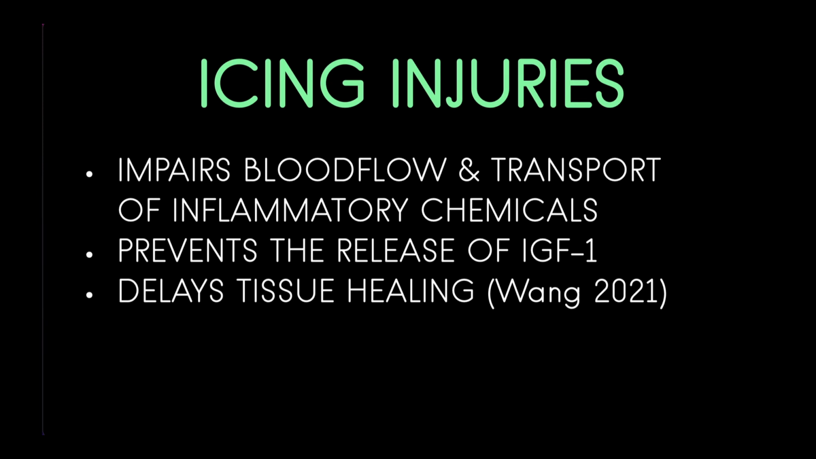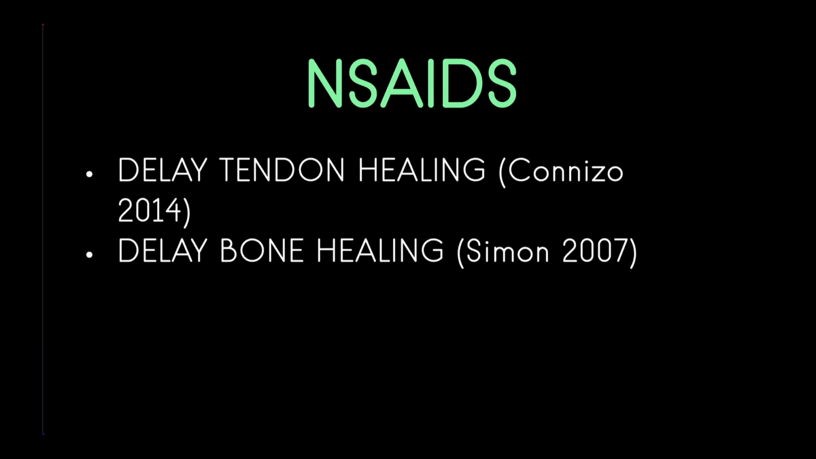So for example, there's a lot of guidance around icing injuries, but research shows that this impairs blood flow and transport of inflammatory chemicals. It prevents the release of a chemical called IGF-1, which is really important for tissue healing and remodeling. And overall, it delays tissue healing. So icing might reduce pain and it might reduce swelling, but people will have their injuries longer because of this approach. Non-steroidal anti-inflammatory drugs are shown to delay tendon healing and delay bone healing.